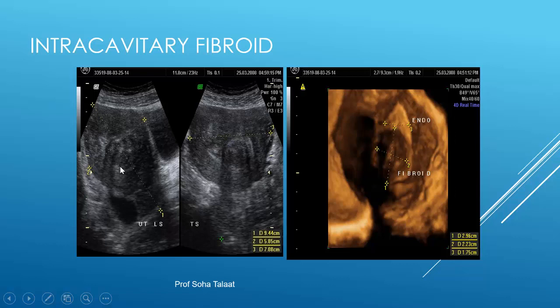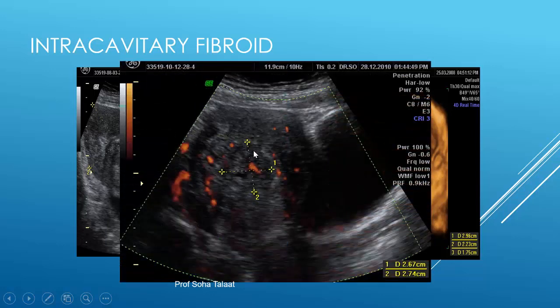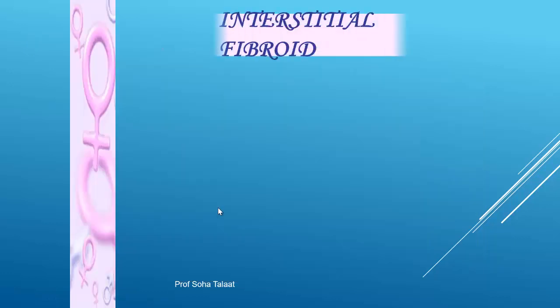This is another myoma, but this is intracavitary. Again, the fibroid is isoechoic to the myometrium. There is a myometrial base here. By 4D you can also find the myometrial base, so this is a fibroid and not a polyp. And this is the perifibroid venous plexus, with no evidence of the vascular pedicle sign seen in endometrial polyps.